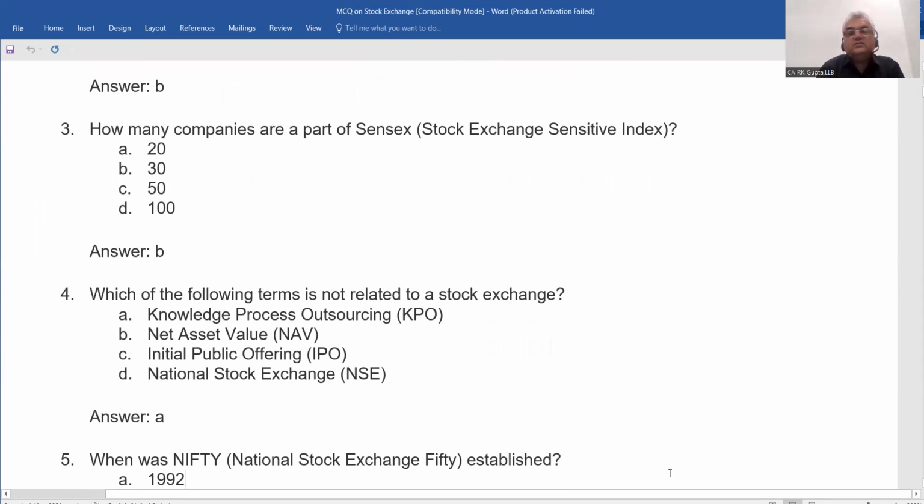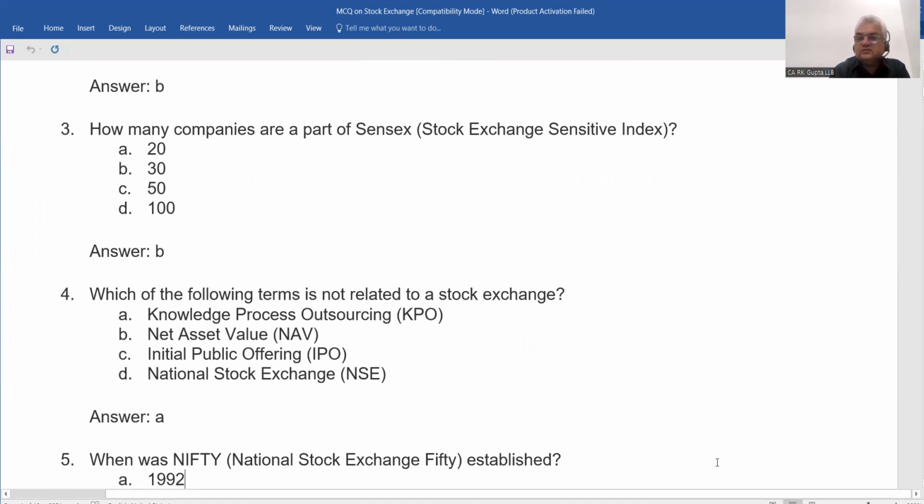So which of the following terms is not related to a stock exchange? I think we did this yesterday also. So KPO is not. KPO is a term which is associated with, say, call centers, knowledge process outsourcing. So this is not a term related to stock exchange.